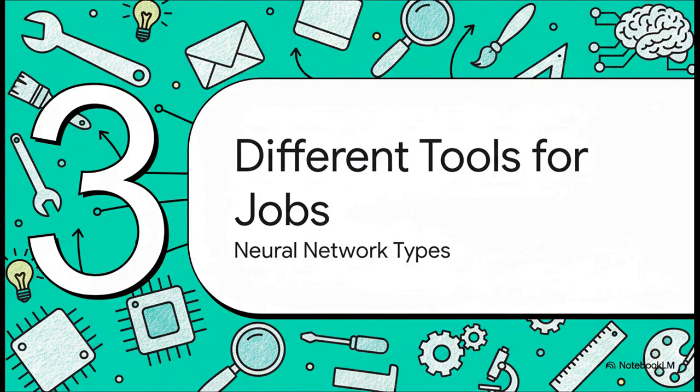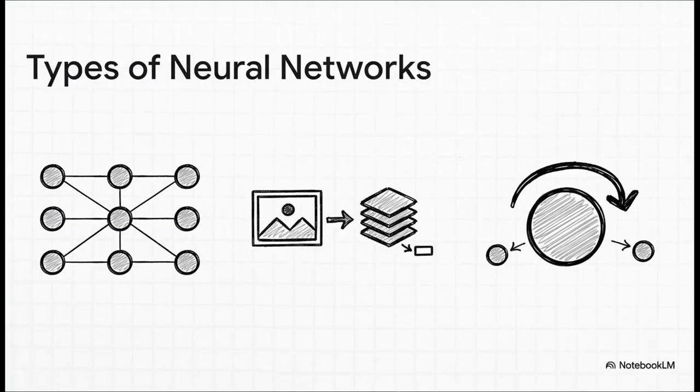Okay, so if the core idea is the same across the board, are all these systems built the same way? Well, not quite. It turns out you need different tools for different jobs. So within this world of supervised learning, engineers use different kinds of neural networks. The three big ones are your standard network, something called a convolutional neural network, or CNN for short, and a recurrent neural network, which people call an RNN. Think of them like specialized power tools.